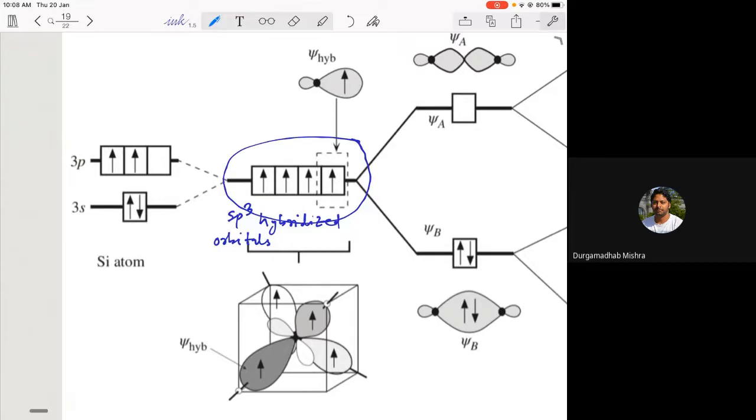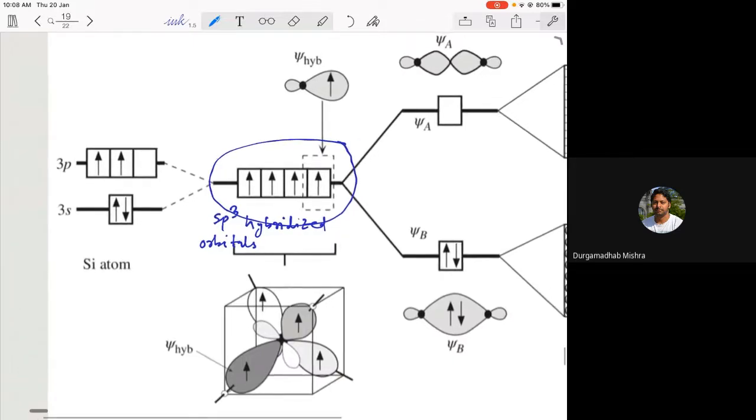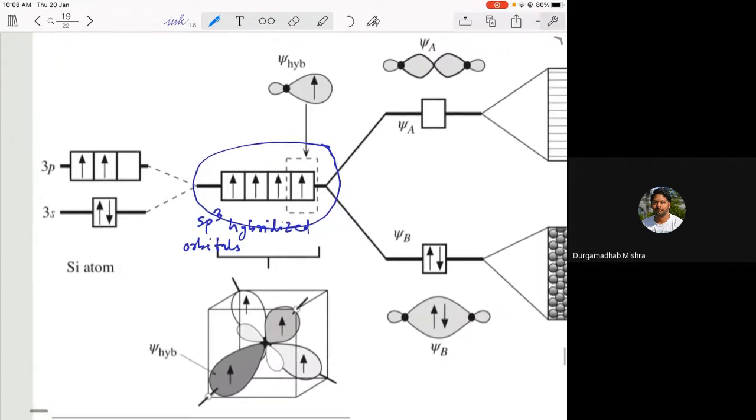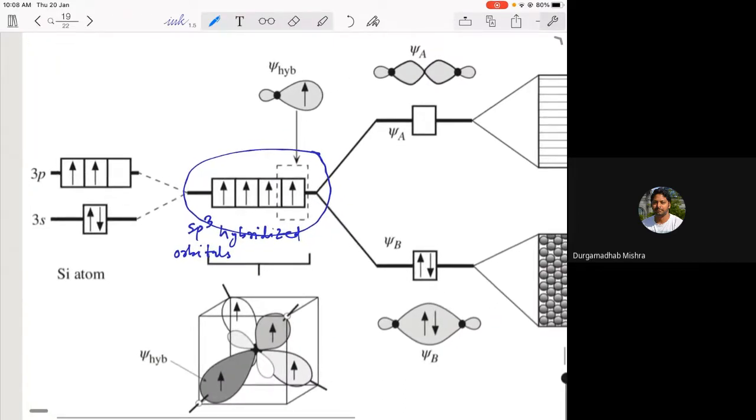Now when a neighboring silicon atom comes close, you have the same situation for the other silicon atom as well. You have 4 hybridized orbitals for silicon 1 and 4 hybridized orbitals for the second silicon, and these hybridized orbitals will form a bonding and anti-bonding orbital. This is a molecular orbital formed out of hybridized atomic orbitals. In the earlier case we saw, it was only the atomic orbitals forming these molecular orbitals.